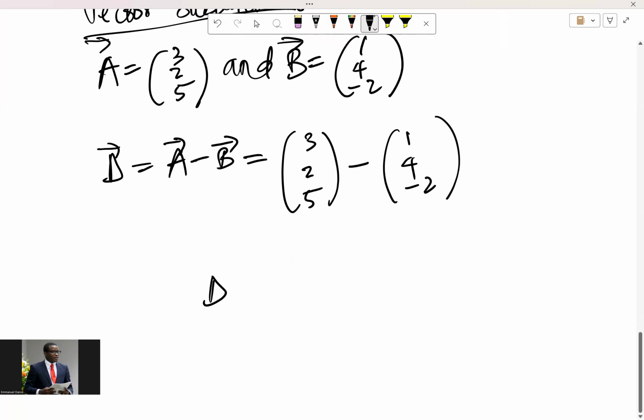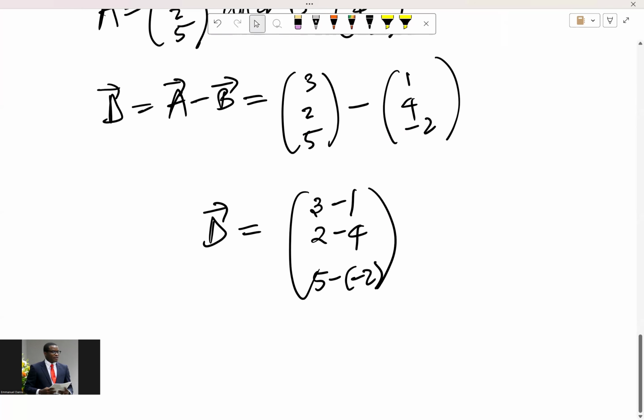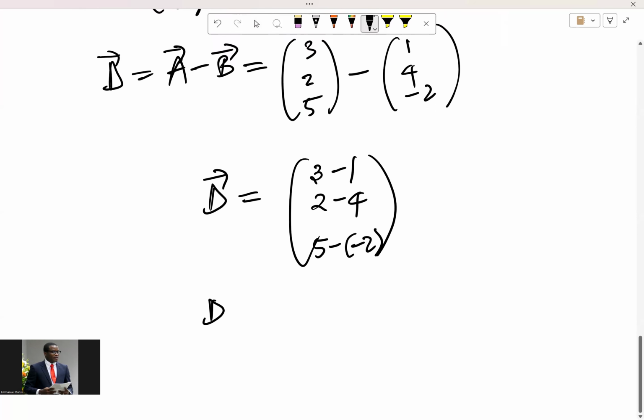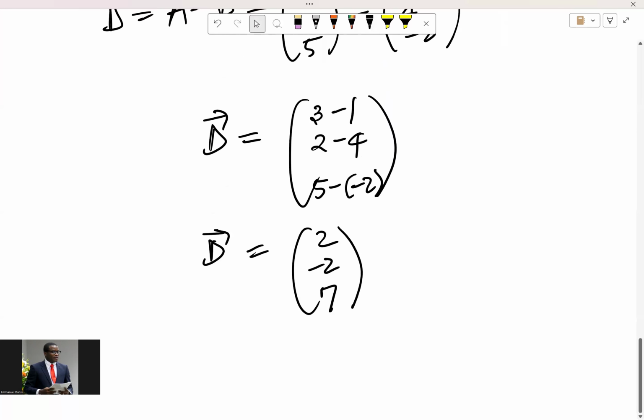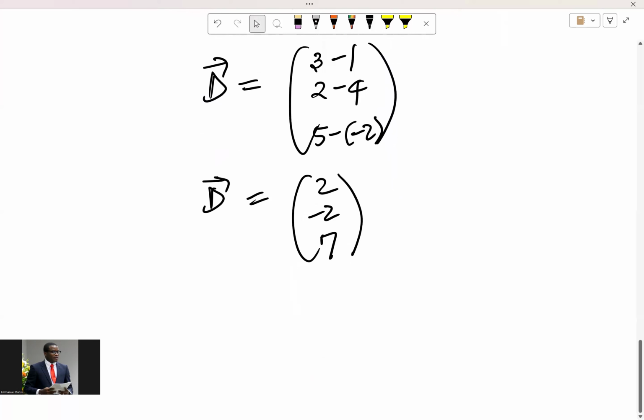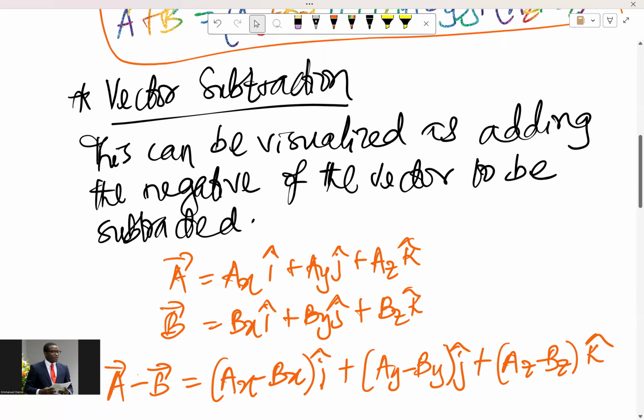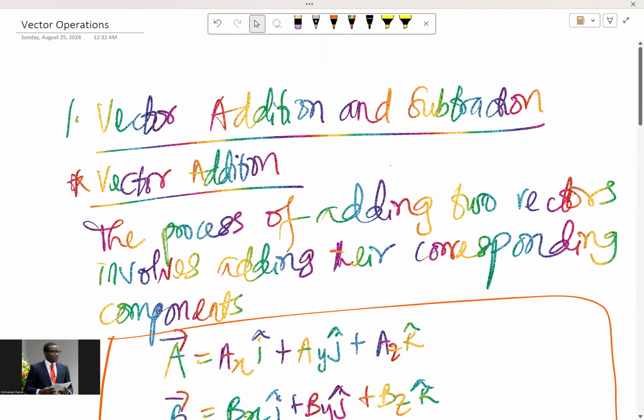So that means our D, which is the difference, is 3 minus 1, 2 minus 4, and 5 minus minus 2. So D is 3 minus 1, which is 2, 2 minus 4 is minus 2, and 5 minus minus 2 is 5 plus 2, which is 7. So we have 2, minus 2, 7. You can also express it as 2i minus 2j plus 7k, so all those forms. With that, we've come to the end of vector addition and subtraction.